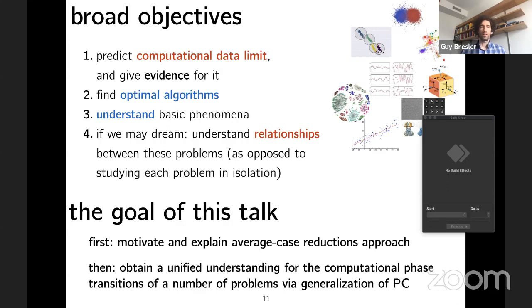So the goal of this talk, given these broad objectives, is to address them to a degree for a collection of problems. We're first going to motivate and explain the average case reductions approach, which is relating these sorts of average case statistical problems directly one to another. Then we're going to use the average case reductions approach to get a unified understanding of the computational phase transitions and feasibility pictures for a variety of problems with different structures via a generalization of planted clique that we just discussed a few minutes ago.